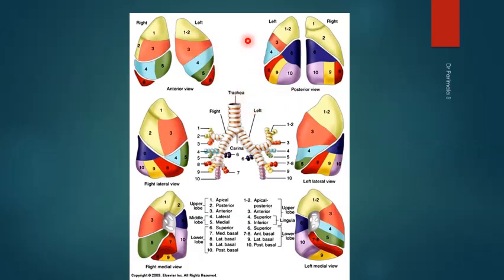The same thing we can see in this slide. Right side anterior view, we can see first, second, third, fourth and fifth and part of sixth is seen here. On the left side also we can see 6 segments here, and then in the posterior view the rest of the things we are going to see.